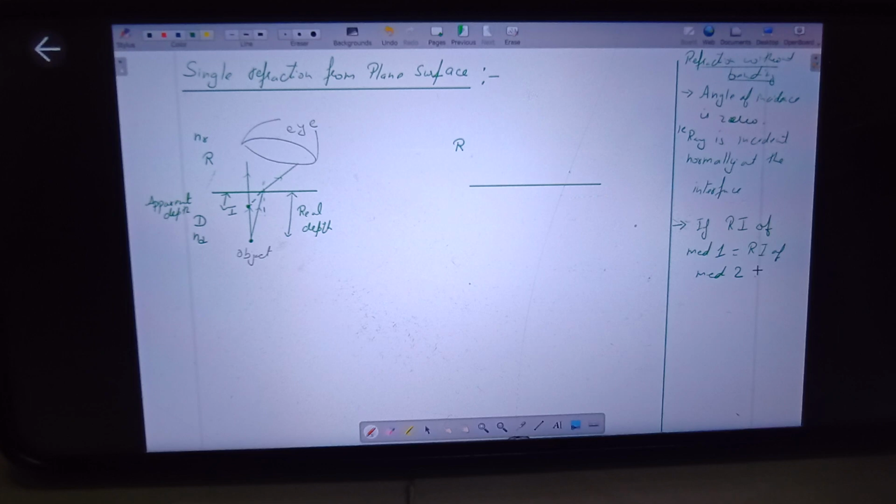So now let's come back here. This is the interface separating two media, rarer and denser, refractive index NR and ND. And now in this case, my object is kept in the rarer medium. This is my object. The ray which is normal at the interface will go straight without bending, and the ray which is moving from rarer to denser will bend towards the normal.